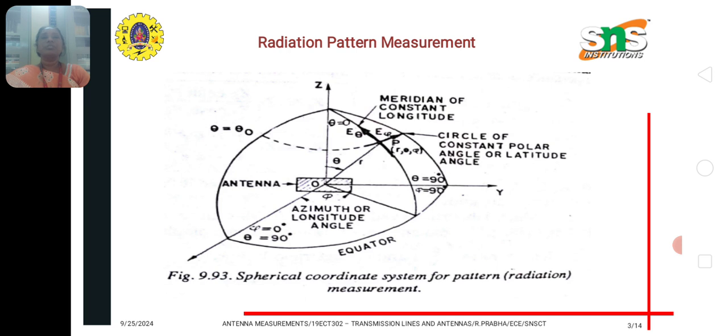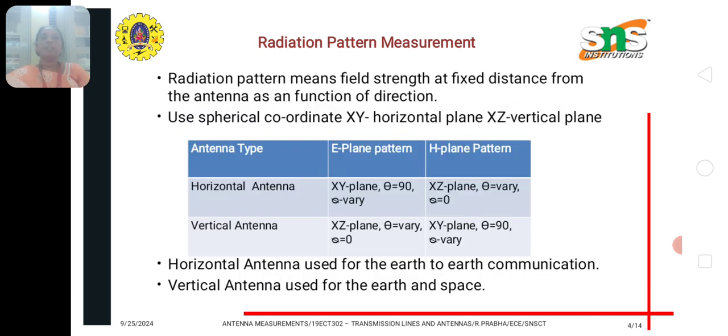We know the radiation pattern is the graph which shows the radiation of an antenna, either radiated or received, in a particular direction. From the radiation pattern we can understand in which direction the antenna radiates more and in which direction the antenna radiates less. The radiation pattern means the field strength at a fixed distance from the antenna as a function of the direction. We use the spherical coordinates, the xy horizontal plane and the xz vertical plane.